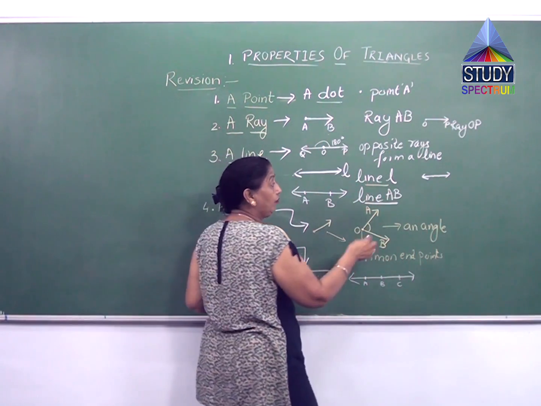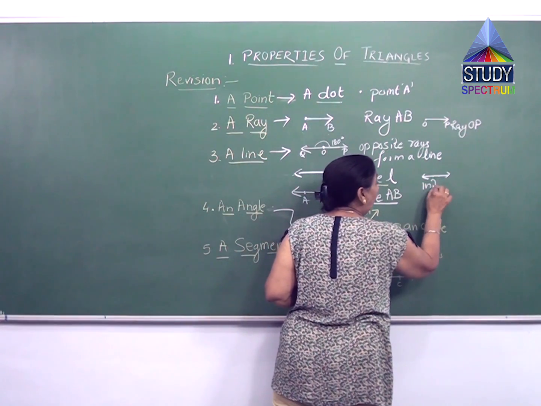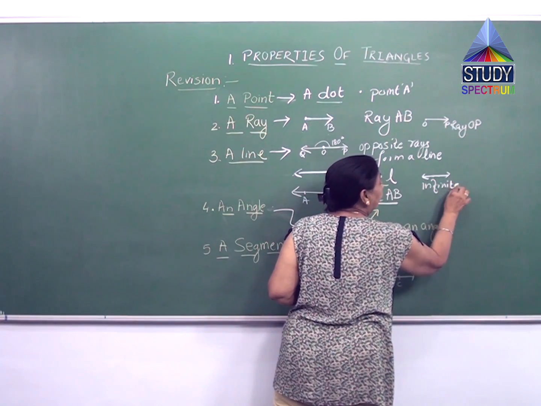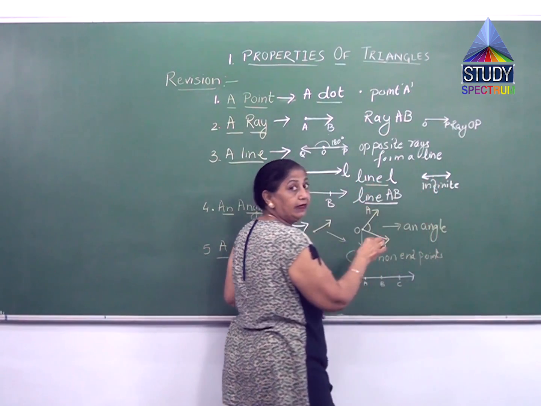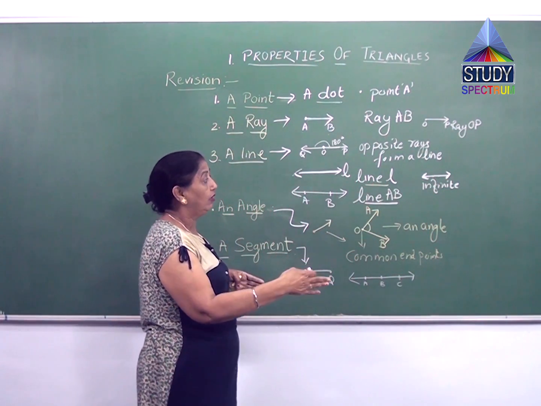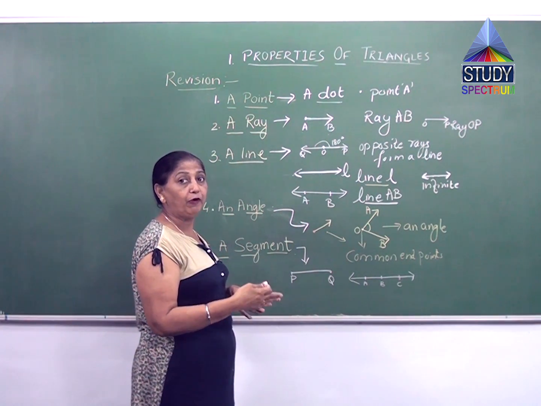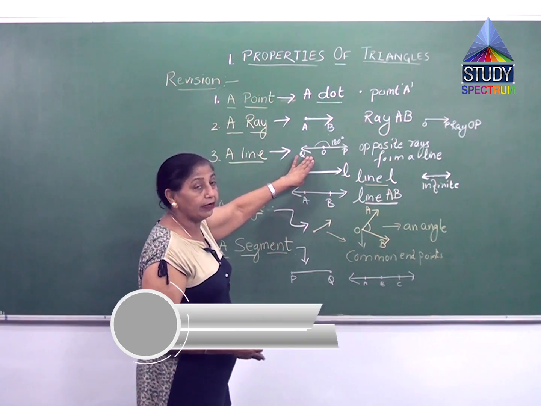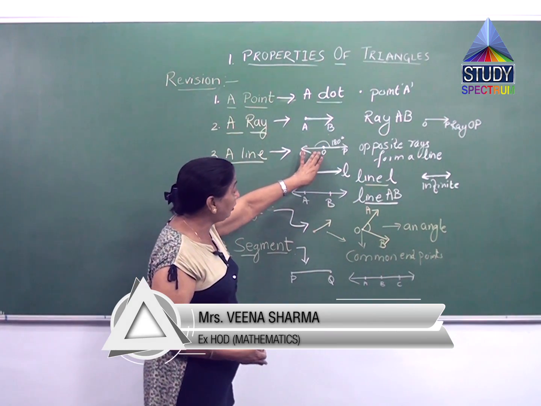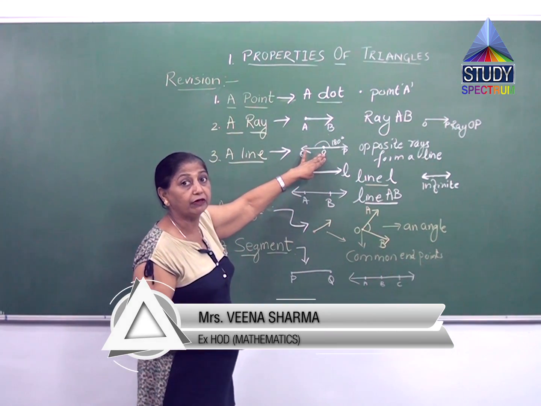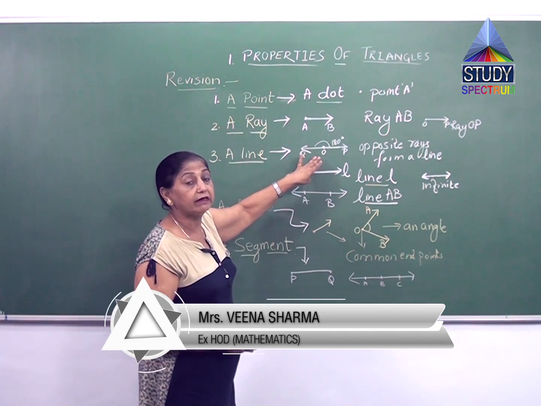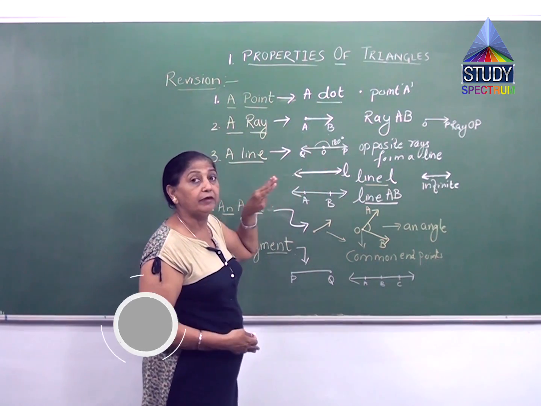Why do I say an infinite set of points? Because this arrow is there. That means we can extend it. So the other definition of a line you can give is an infinite set of points. Same way for rays also I can give. So here the two rays are in the same position, so they are known as collinear rays. In the same line they are present.